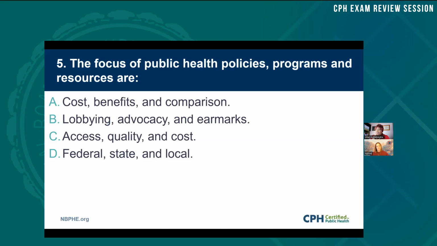Absolutely. So even though lobbying, advocacy, and MAC are avenues in which you get it done, what you're actually focusing on is access. You want to make sure everybody has access, that the quality is good, and that cost is available to everybody. You're trying to change those policies at the federal, state, and local level. But the real focus is access, quality, and cost. We can get to that through lobbying, advocacy, and MAC at the federal and state level. But C is the correct answer.